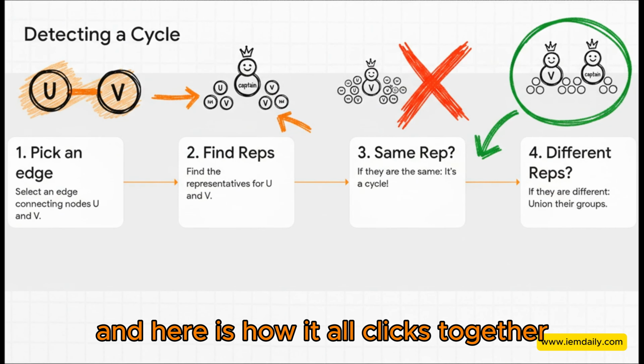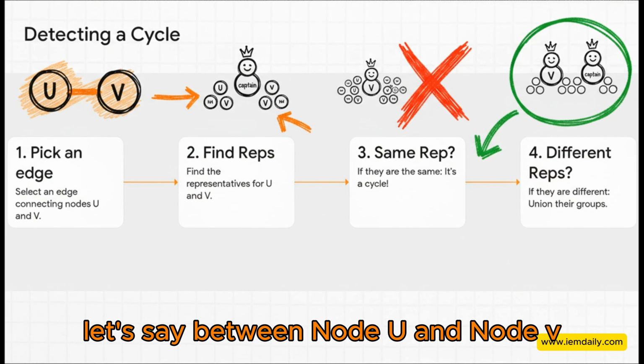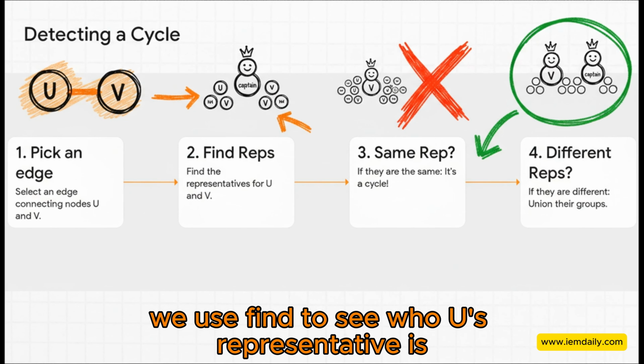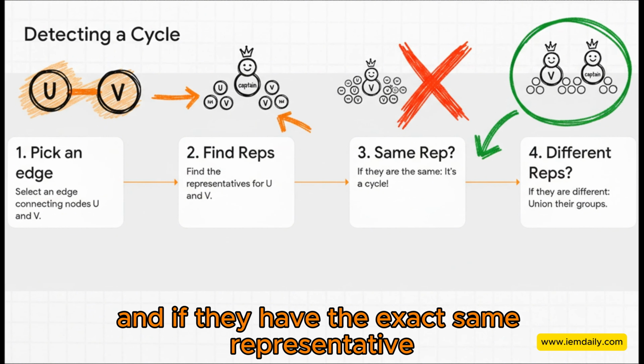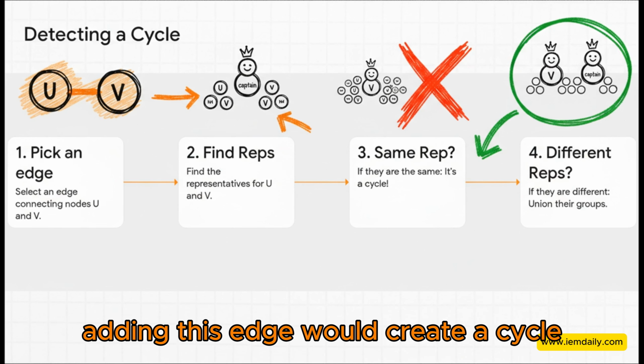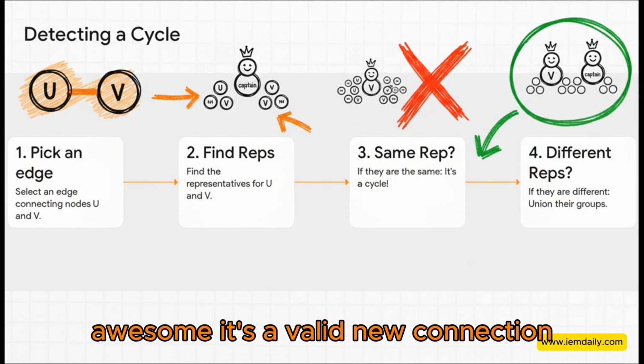And here is how it all clicks together. For every single new connection we're thinking about adding, let's say between node U and node V, we just run a quick check. We use find to see who U's representative is. We use find to see who V's representative is. And if they have the exact same representative, well, we know they're already on the same team. Adding this edge would create a cycle. But if they have different representatives, awesome. It's a valid new connection. And we use the union operation to merge their two groups.